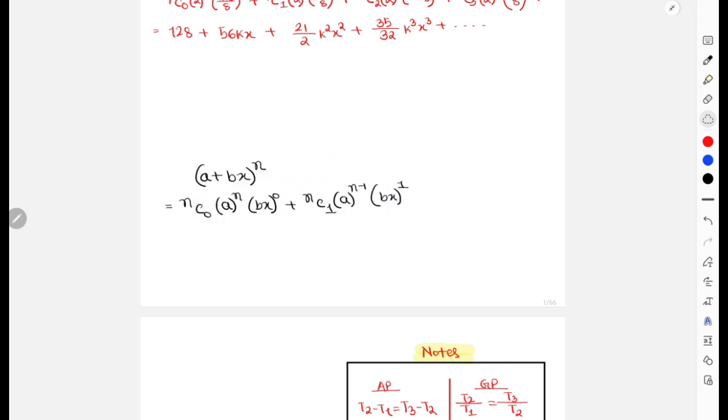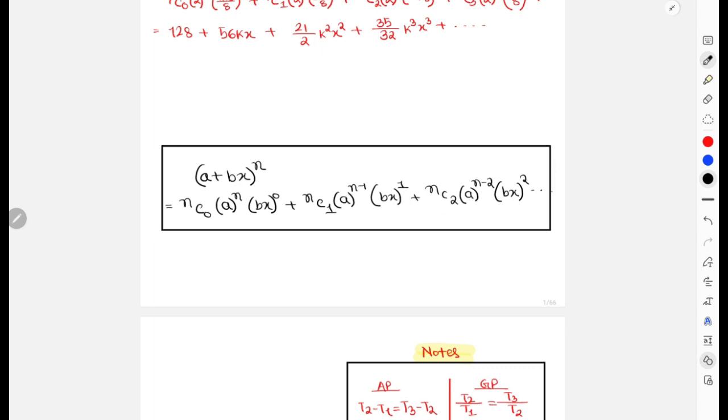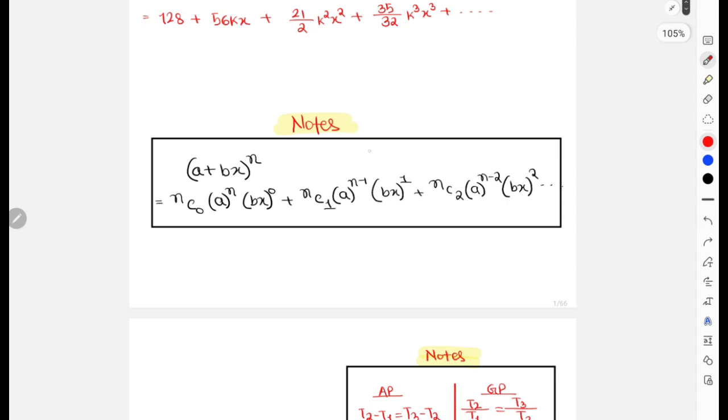And that's why we have n minus 1 on top of a, and then again nC2, a to the power n minus 2, and then bx to the power 2, and this process will just continue. So we'll just write that continuation from this point onwards, and this is your formula for NCR. This is also a note. This is your NCR format, right?